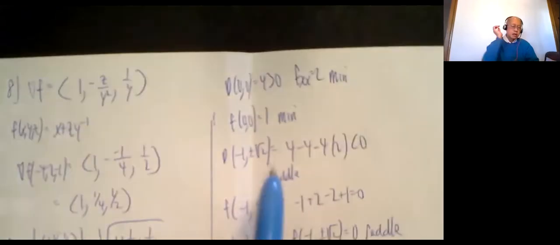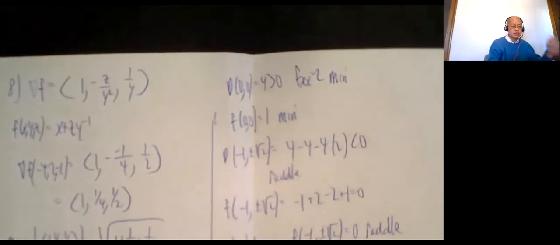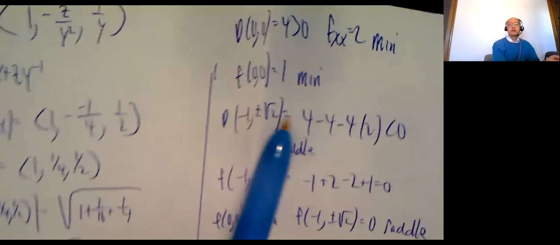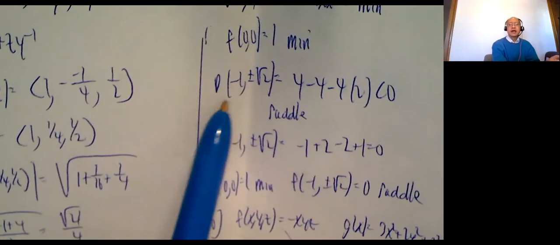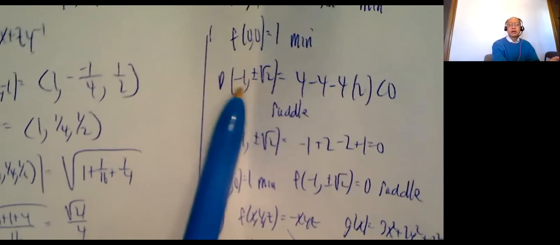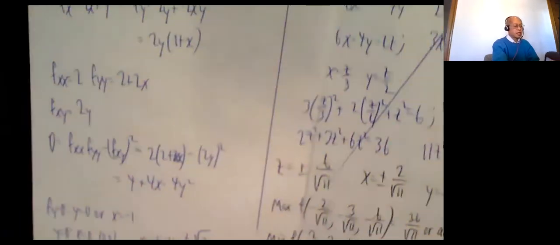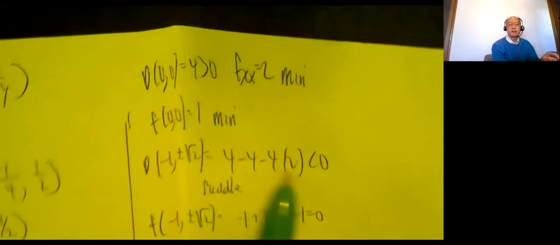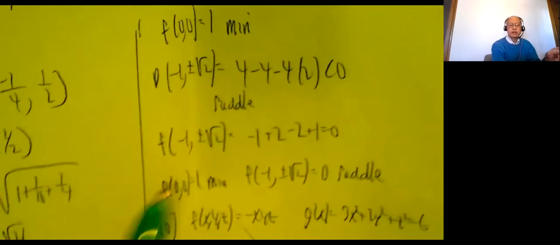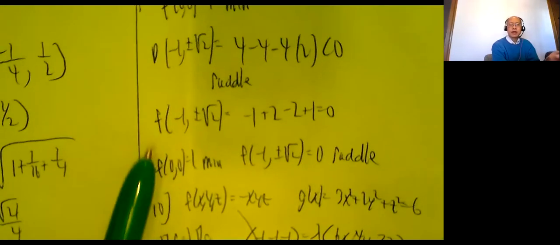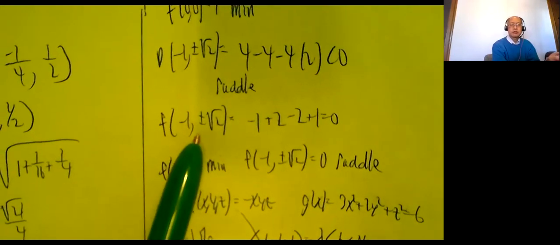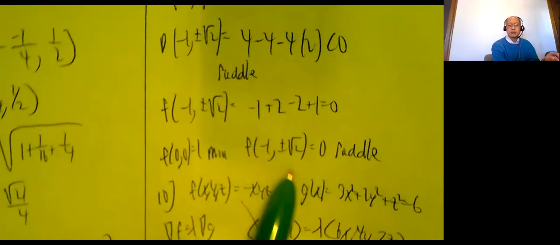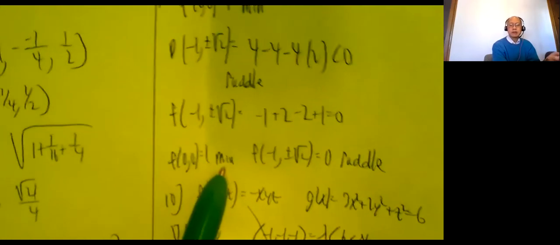Okay, so the D at (0, 0) is 4. That's greater than 0. Okay, then by formula, I need fxx, which is 2, which means I have a minimum. So f of (0, 0) is 1, a minimum. The D at (-1, plus or minus radical 2), either plus or negative radical 2, you get the same thing when you plug into the D. It comes out to be 4 minus 4 minus 4 times 2, less than 0. So they are saddle points. Okay, so the final answer: f of (-1, plus or minus radical 2) is 0. Those are saddle points. F of (0, 0) is 1. That's a minimum.